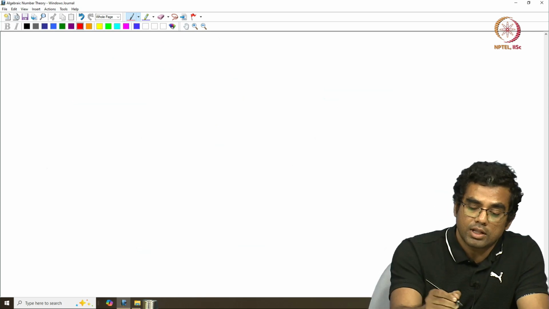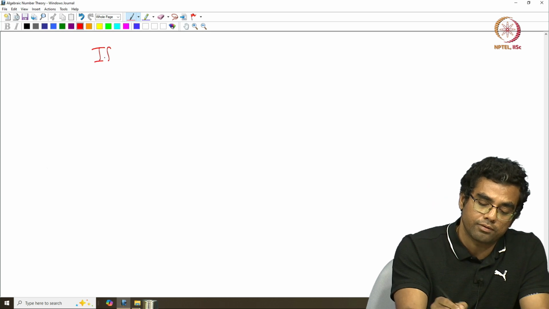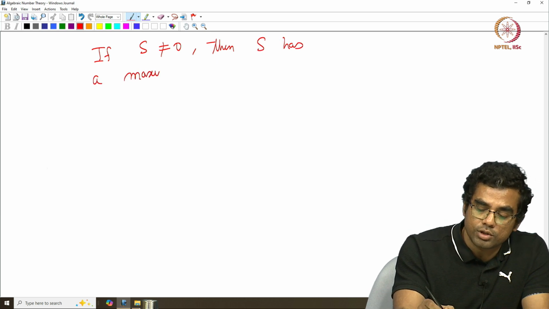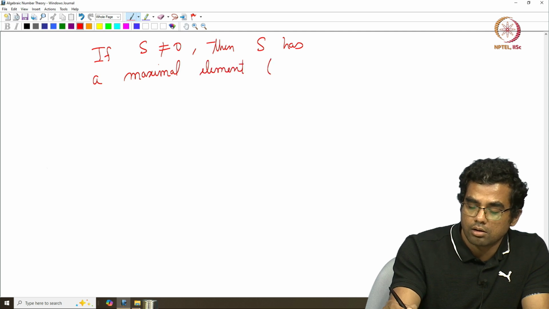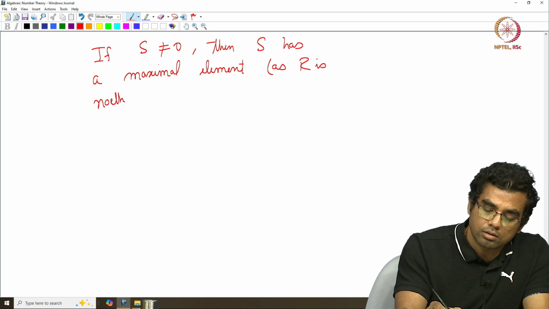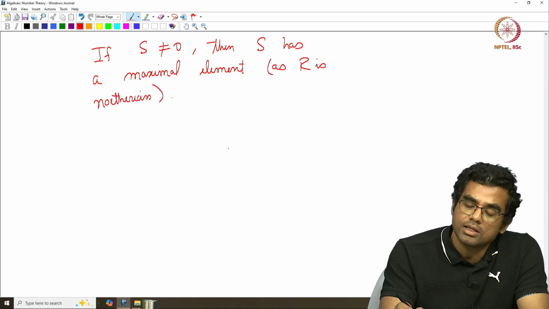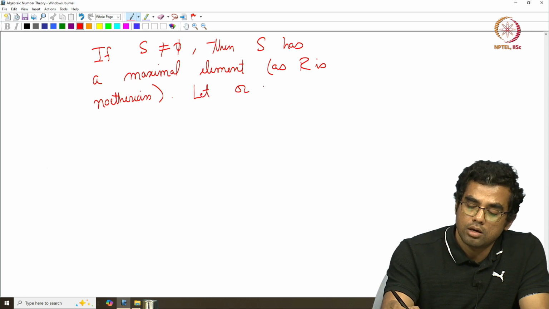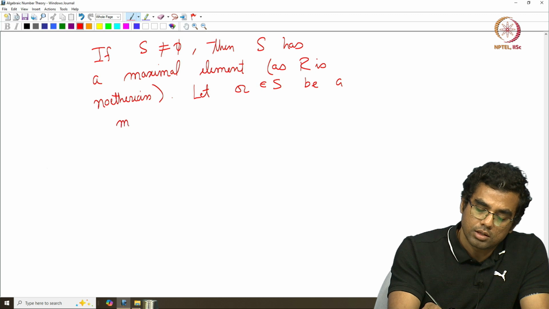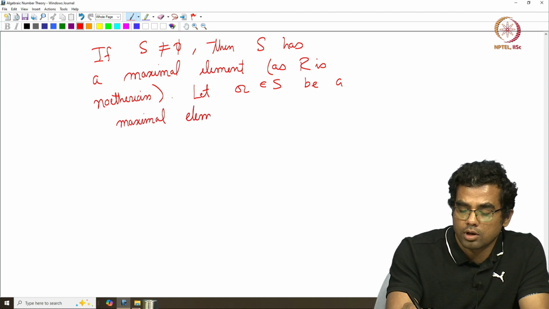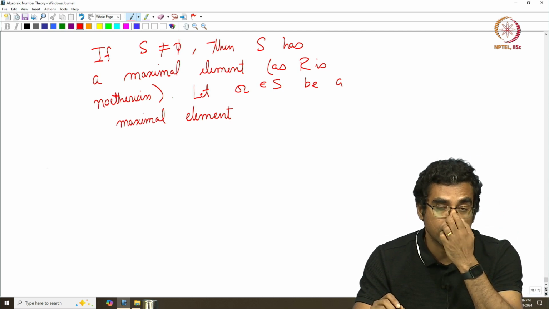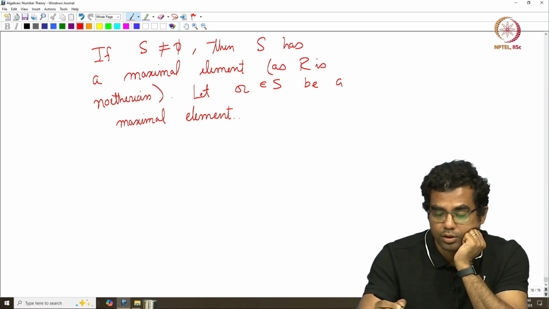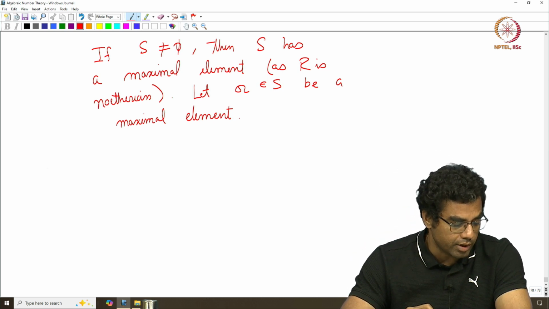So, if S is non-empty, which means the lemma is false, then it should have a maximal element, because R is Noetherian. Let A in S be a maximal element. This is the usual thing that one does for proving anything about Noetherian rings. You take all the ideals that violate whatever you want to prove, and if that set is non-empty, it will have a maximal element with respect to inclusion, and we take that maximal element and then try to get a contradiction.